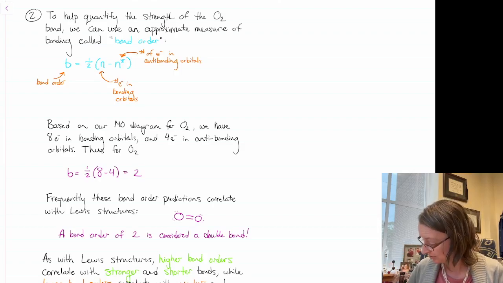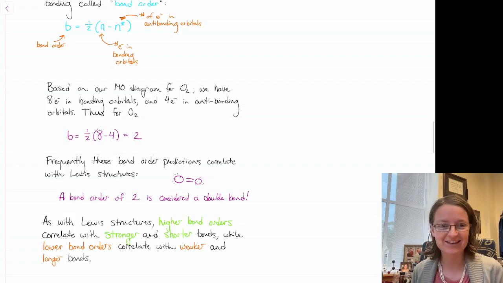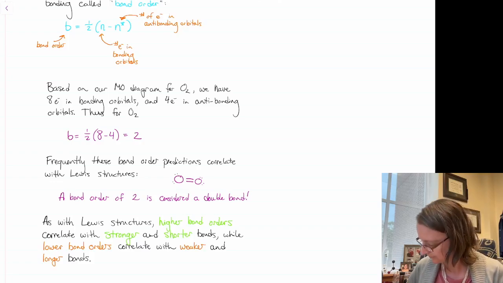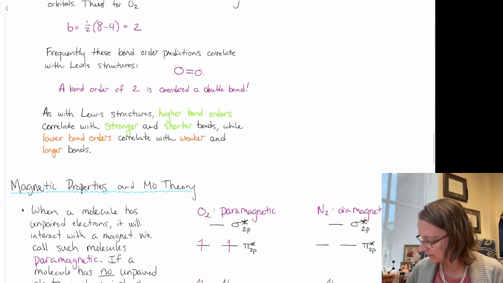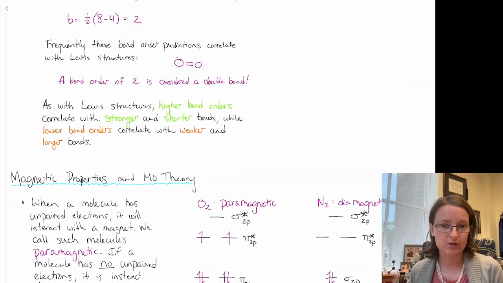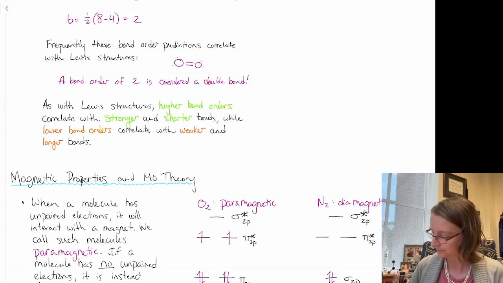And good news, in this particular case, that exactly correlates with what we would have expected from drawing the Lewis structure of O2. And so in this case, our Lewis theory and our molecular orbital theory are really trying to tell us the same thing, just in slightly different ways. Just like with Lewis structures, higher bond orders correlate with stronger bonds and shorter bonds versus lower bond orders, which correlate with weaker and longer bonds.